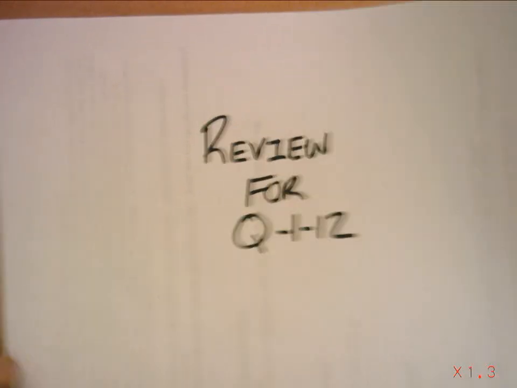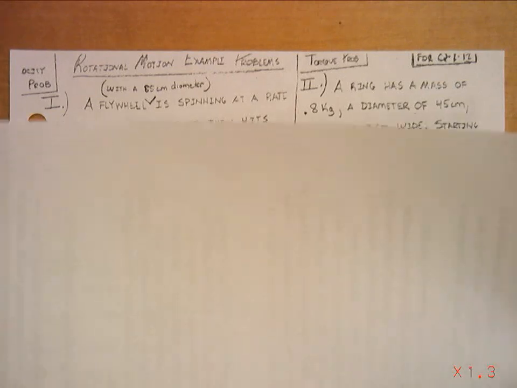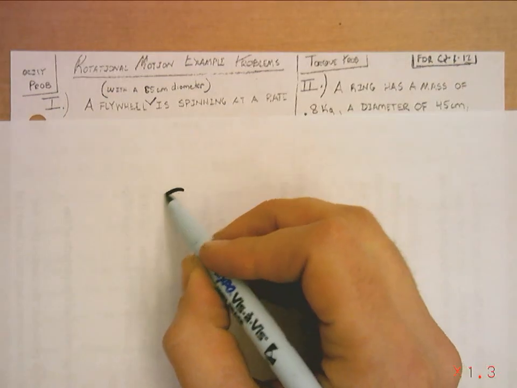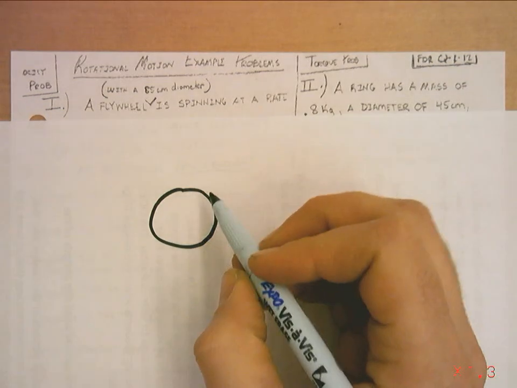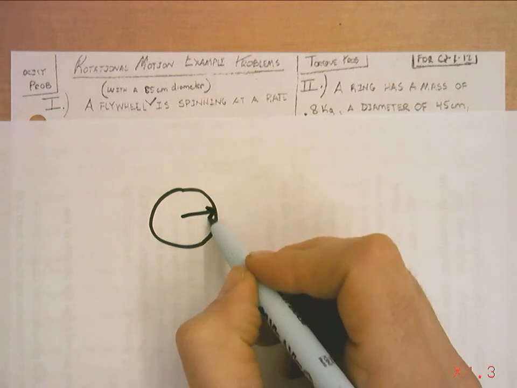Okay, so we're going to do a little review for our upcoming quiz here, Q-1-12 on rotational motion. The review for the quiz begins with talking about a flywheel. So we'll just draw a little picture of a wheel here. It says it has a diameter of 85 centimeters, so that's kind of a trick.